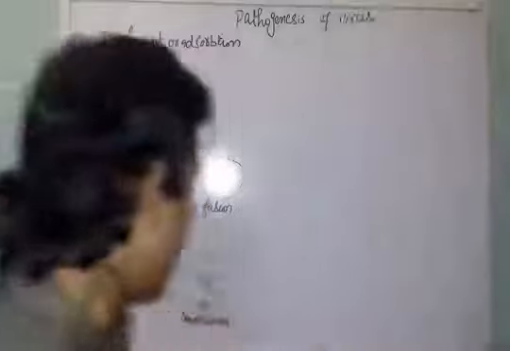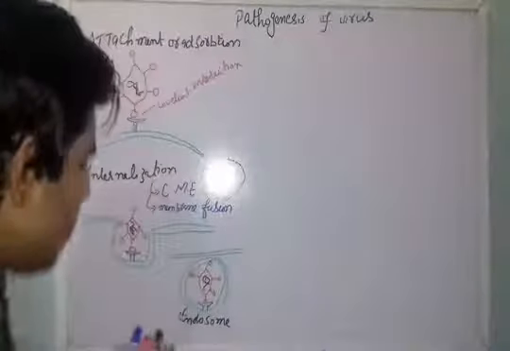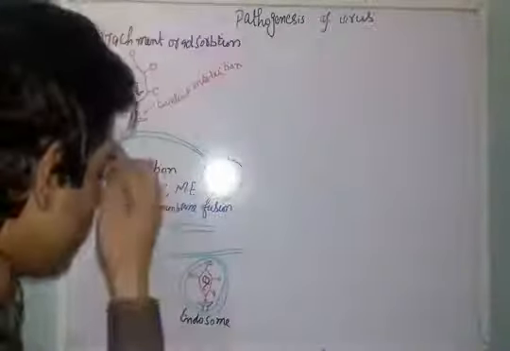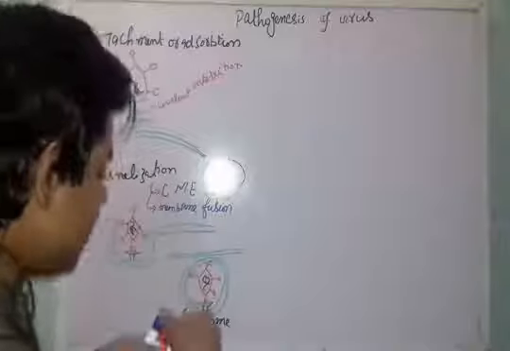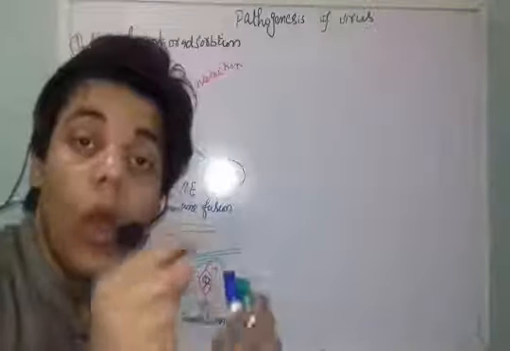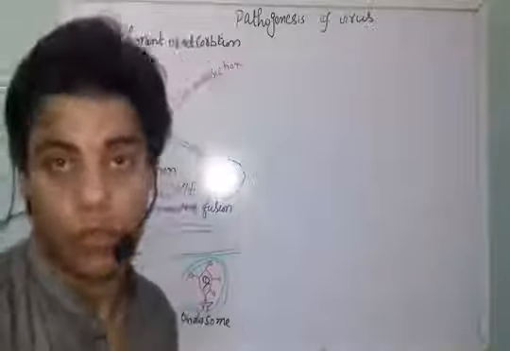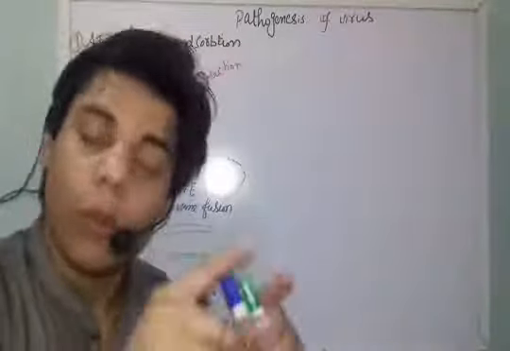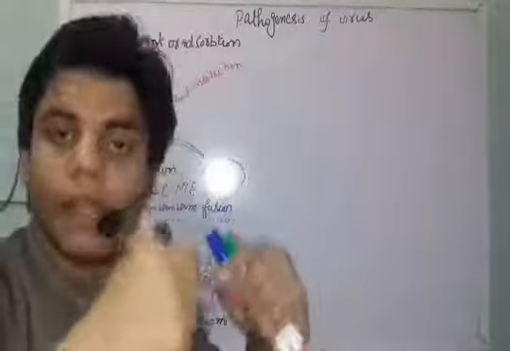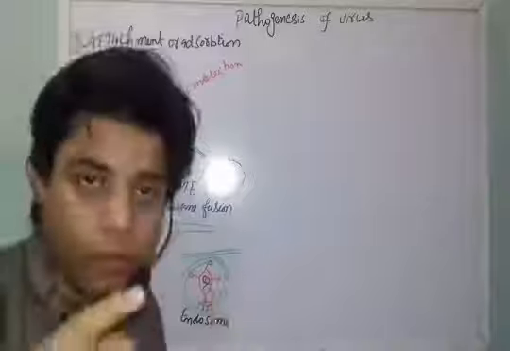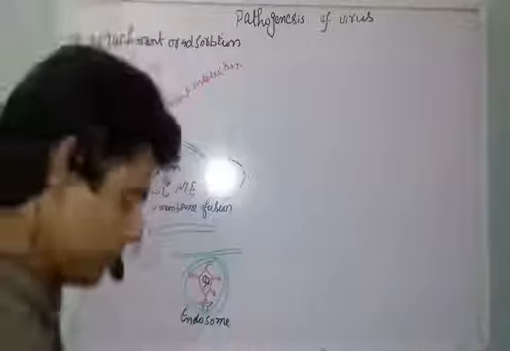Now the second one is the membrane fusion. So how will the membrane fusion look in this case? Enveloped viruses will be internalized through a membrane fusion. Fine. When the virus has an envelope, it will be internalized through membrane fusion. So how?